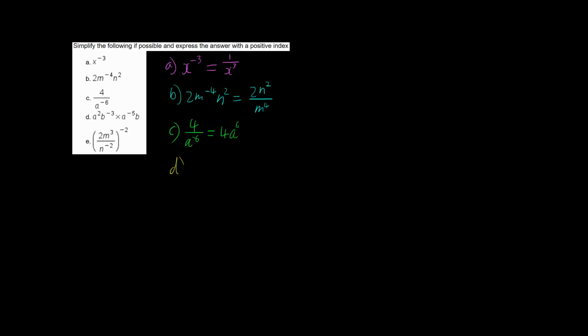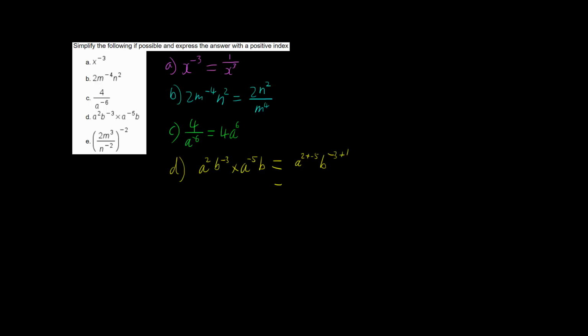Okay, part D. We have a squared b to the negative 3 times a to the negative 5b. Now this isn't already as simple as it can be, so this is where we start simplifying. So we have times, that means we're going to use the first index law and start adding powers. So we're going to have a squared plus negative 5, because we have a squared plus a to the negative 5, b negative 3 plus 1, because there's an invisible 1 just there.